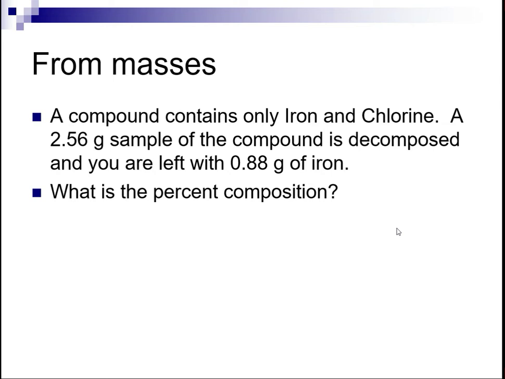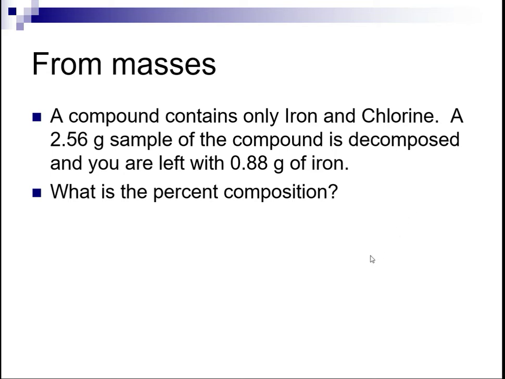We have a compound that contains only iron and chlorine. It just has those two elements in the substance. We take a sample that is both elements combined, and it weighs 2.56 grams. And then we decompose it, we break it down to its parts, and the chlorine gets driven off because chlorine is a gas, and we're left with 0.88 grams of iron. The question would be, what is the percent composition of this substance?